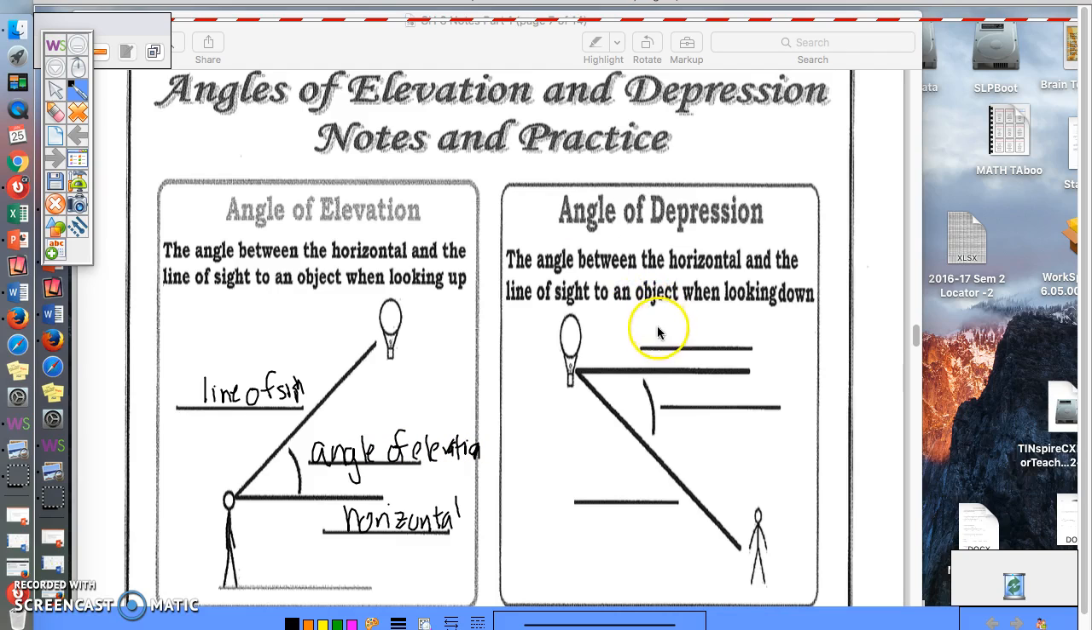Whereas the angle of depression is between the horizontal, so straight ahead, and the line of sight. And that's your angle of depression.